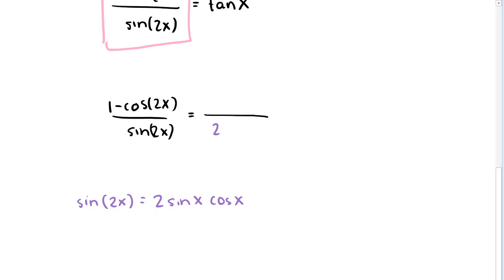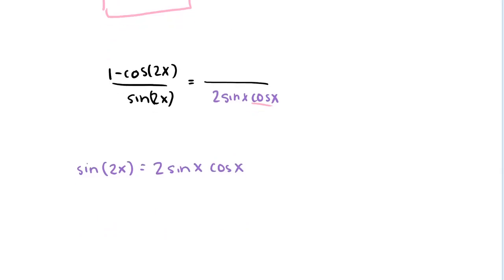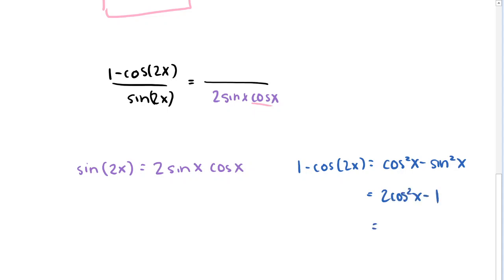Okay, so here, I can make that replacement in the denominator. We see 2 times sine of x times cosine of x, and that gets us closer because we see this cosine of x. Maybe we can find a way to get rid of that 2 times sine of x somehow. But now what can we do with this numerator, 1 minus cosine of 2x? Well, there's a few different ways we can rewrite cosine of 2x. Cosine of 2x is equal to cosine squared of x minus sine squared of x. This is also equal to 2 cosine squared of x minus 1. And this is also equal to 1 minus 2 sine squared of x.